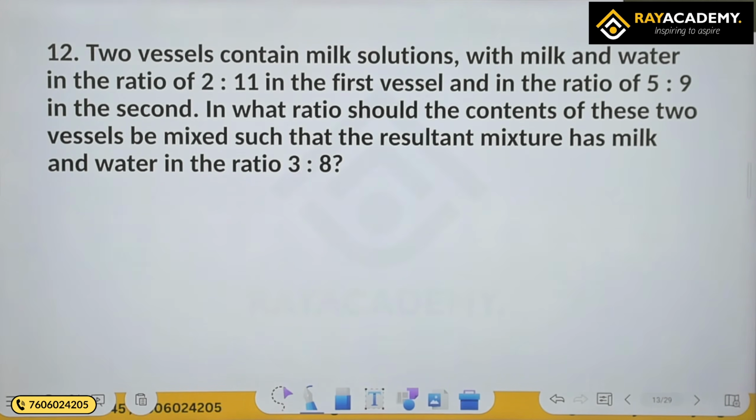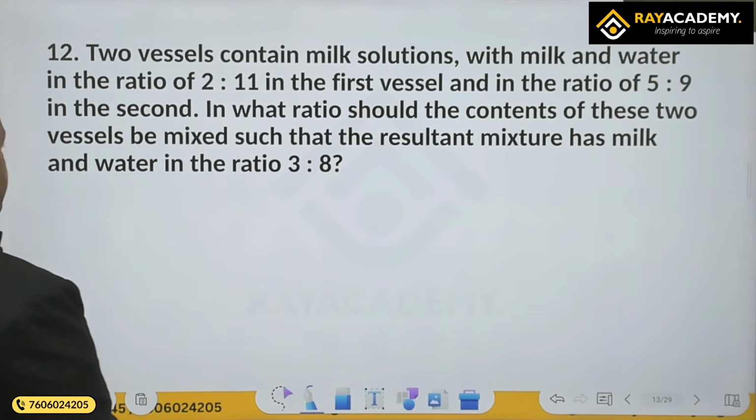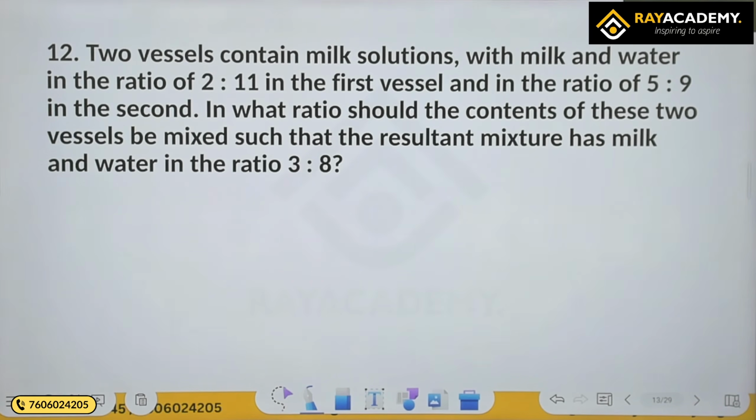Question 12. Two vessels contain milk solutions with milk and water in the ratio of 2:11 in the first vessel and in the ratio of 5:9 in the second vessel. In what ratio should the contents of these two vessels be mixed such that the resultant mixture has milk and water in the ratio 3:8?